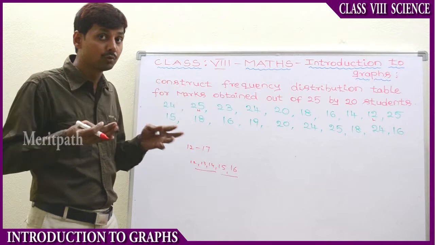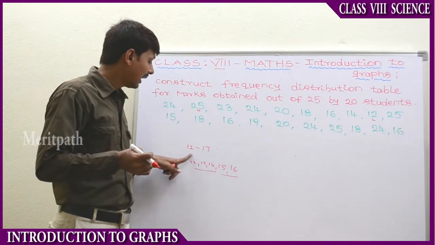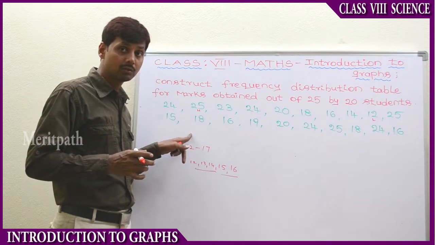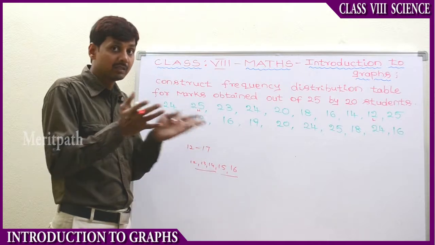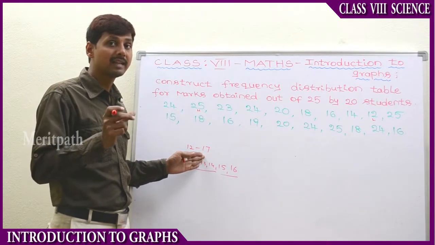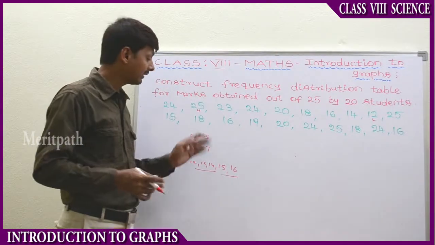And this is called the group: from where to where we have chosen the marks. That group is called a class. The class interval is the difference between the numbers. So 12 to 17 is called a class. Make it a group, that is a class.